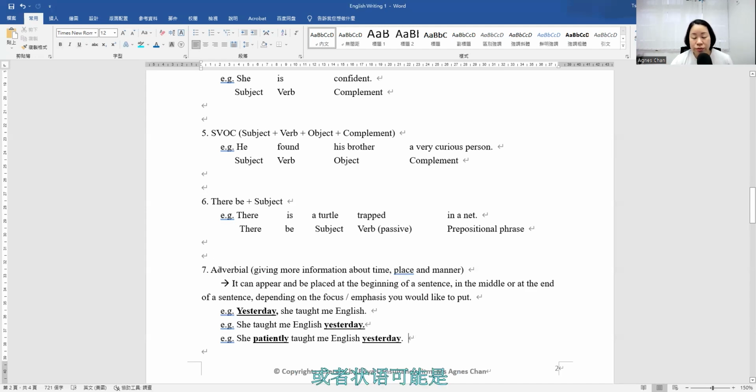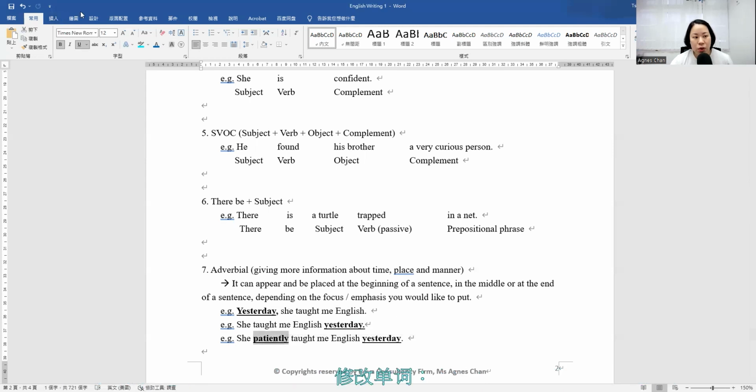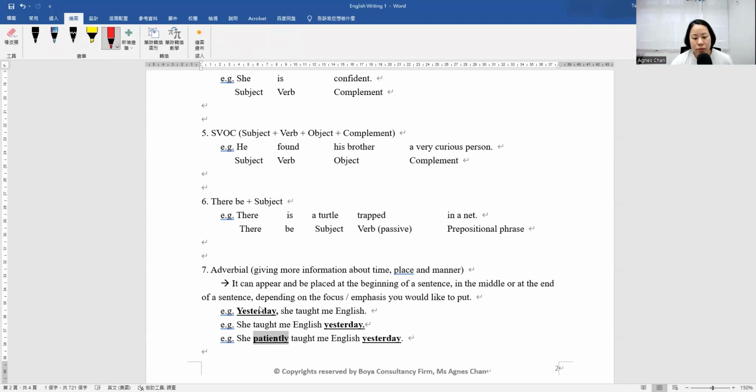Or maybe the adverbial could be somewhere in the middle. Okay, so just like this one, she patiently taught me English yesterday. So we can have two adverbials put in different places in a sentence. So she patiently, this one is actually modifying the word taught, whereas yesterday is talking about a time. Yeah, so we can do it like this.